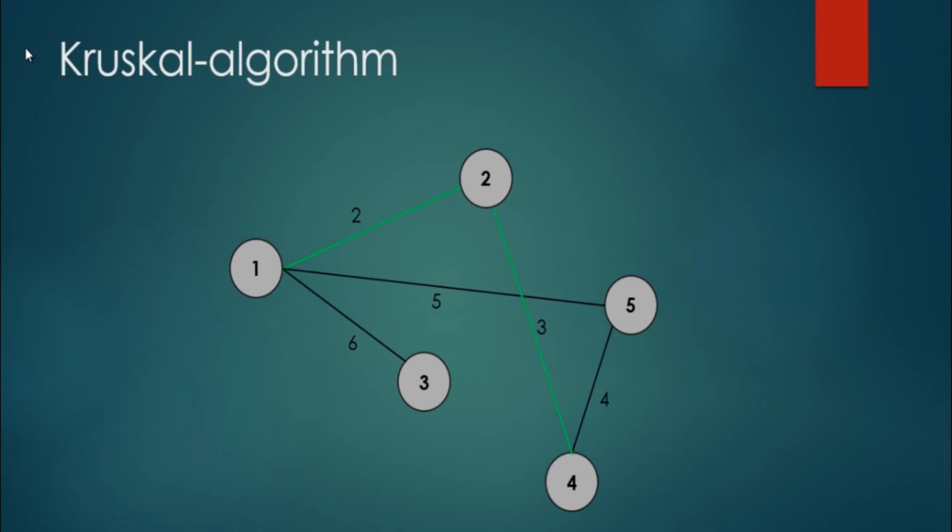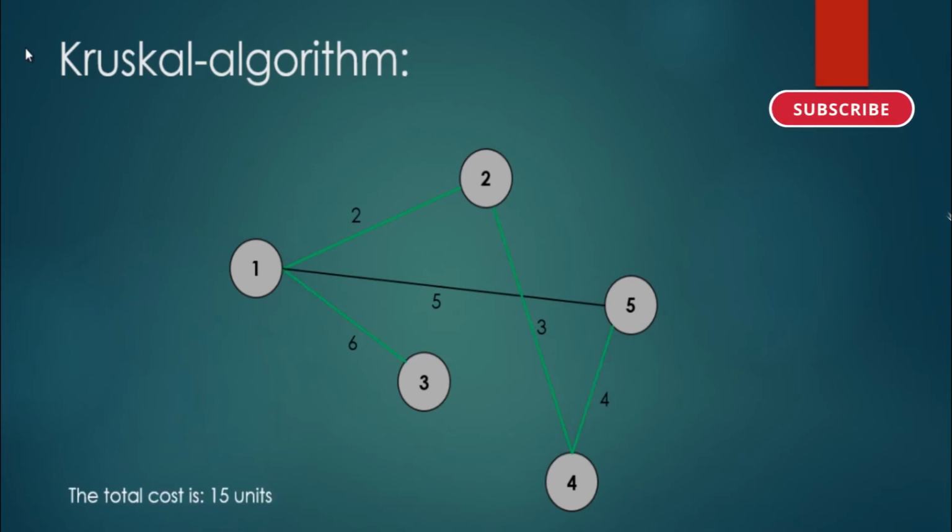So we have added 2, and we can add 3 without forming a cycle. We add the next one, 4, and in this situation the next one would be the edge with cost 5, but you may come to the conclusion that it may form a cycle, because if we connect node 1 with node 5, then there's a cycle, so we have to skip this edge and add the next one. So we added 4 and we have to add the 6, and the total cost is 15, because 2 plus 3 plus 4 plus 6 is equal to 15 units. So that's why we have to skip the edge 5.